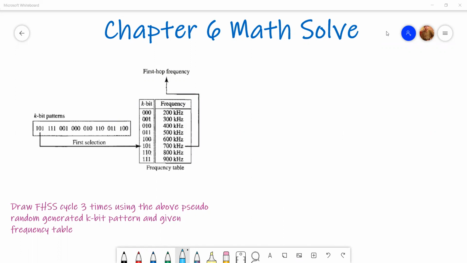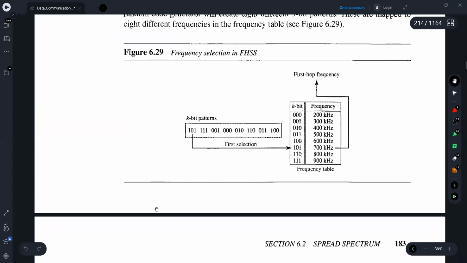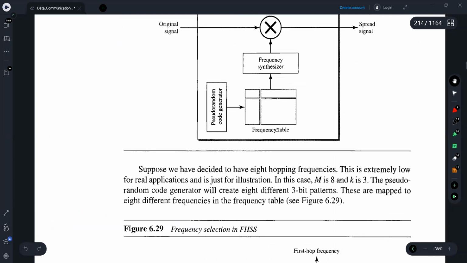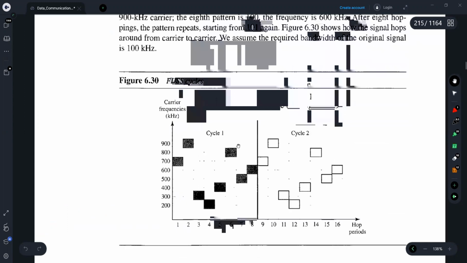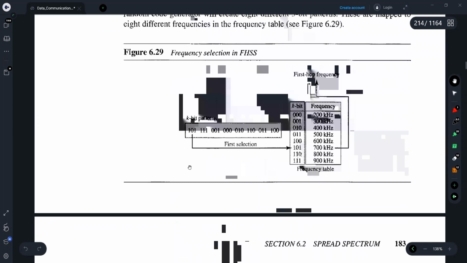If you're given a k-bit pattern and some frequency table, you have to draw the graph. How can you draw the FHSS cycle, the frequency hopping spectrum cycles graph? Basically, the question is about how you can draw this type of graph using the frequency table for the FHSS generator and the k-bit patterns table.